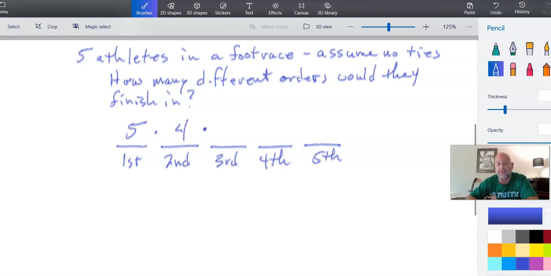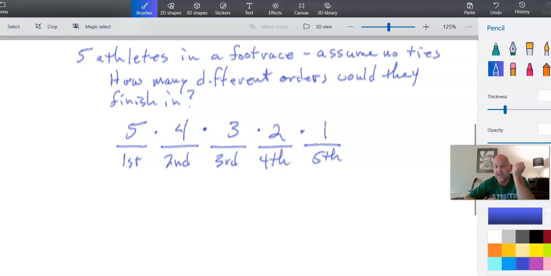Now, when we go down to third place, first and second place have already been chosen, so 2 people have been taken out of this pool, which means that there are 3 choices left for third place. For fourth place, we have 3 competitors taken out of this race already by getting first, second, and third. So that means there are 2 choices left for fourth place. And then for fifth place, the first 4 places are already taken. There's only 1 choice left for fifth place.